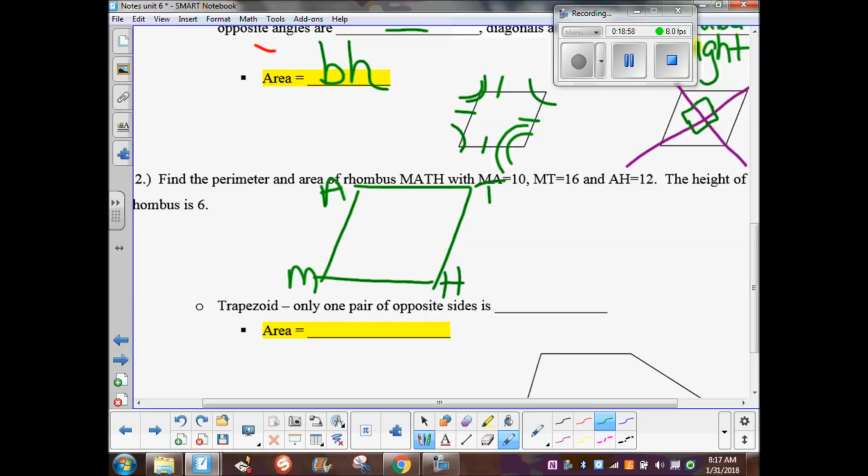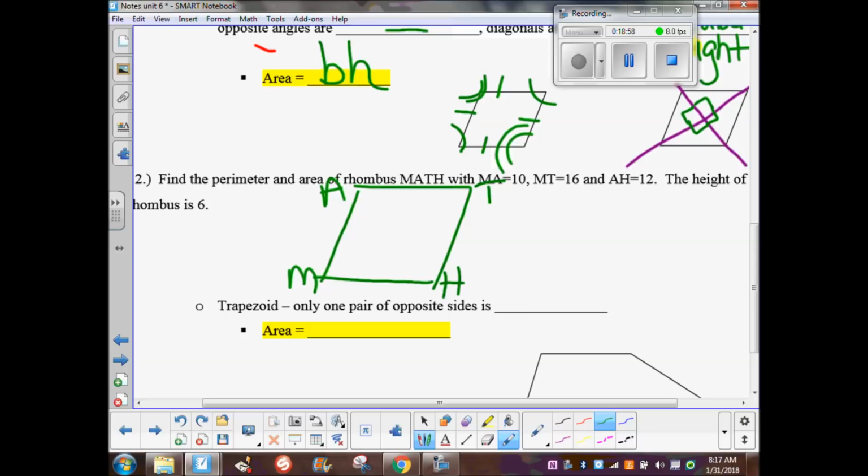Then MA is 10. So because it's a rhombus, what else do we know is 10? TH, what else? AT, what else? All of it, right? M-A-T-H. We'll get there. We're not at MT yet.